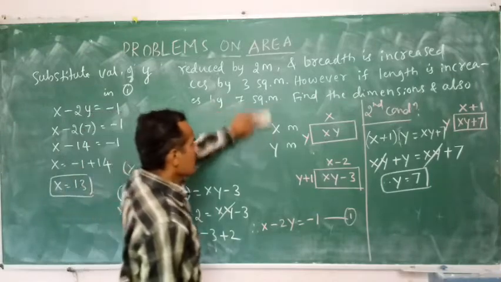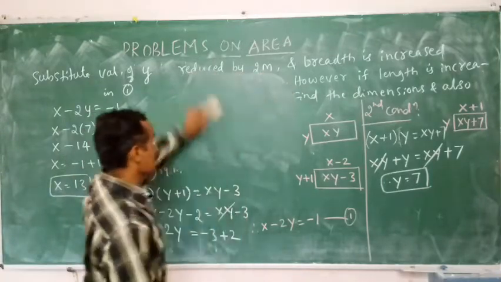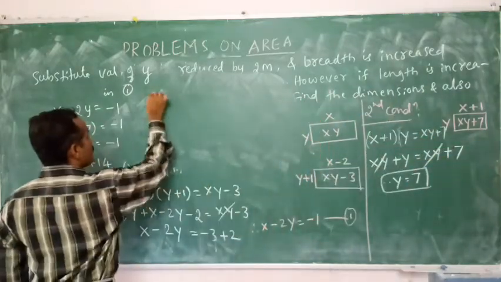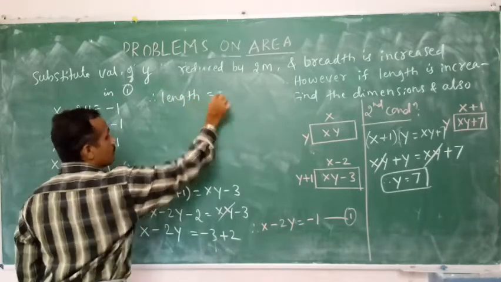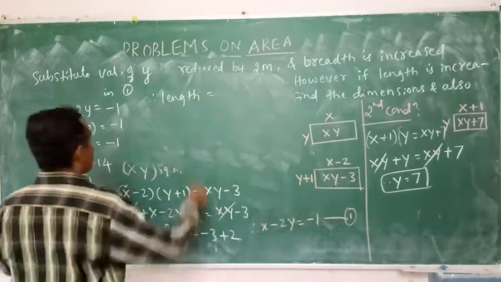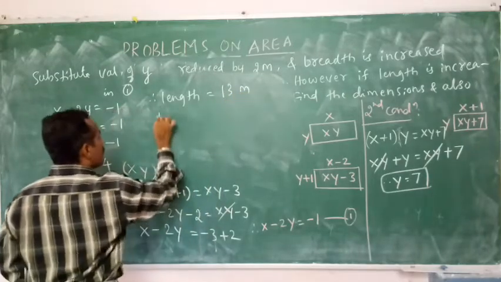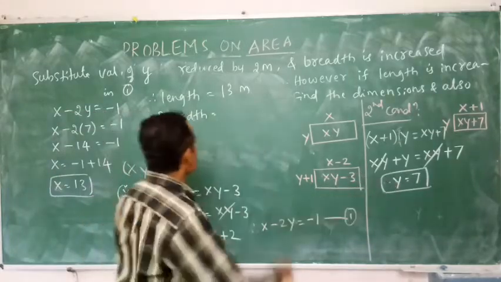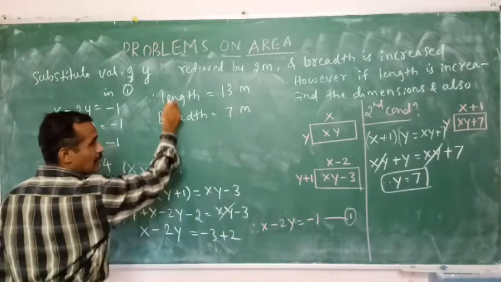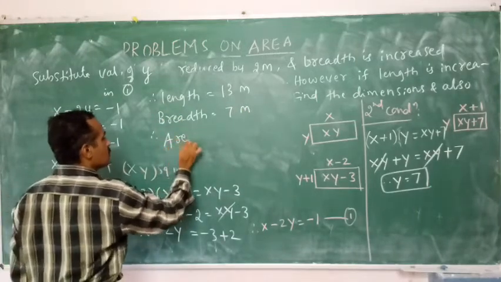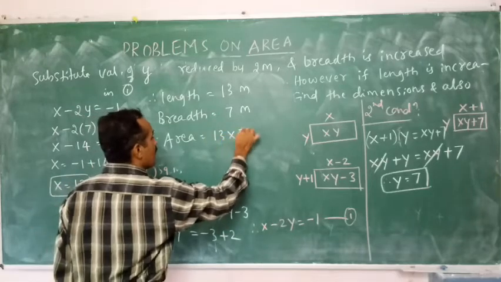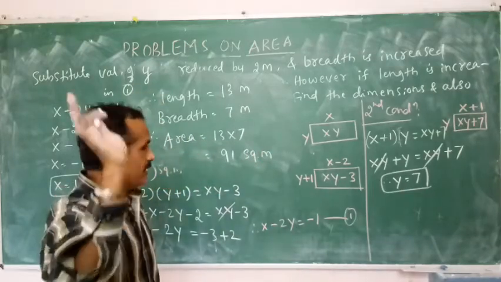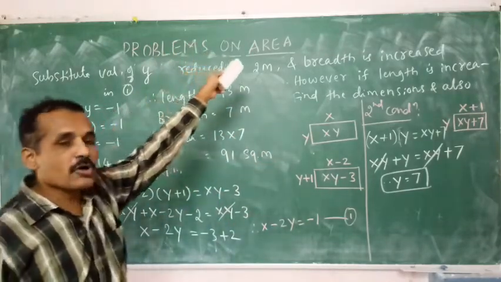My dear children, you have to write the final answer. See what they ask you. Find the dimensions and also the area. Therefore, length is equal to x, 13 meters. Breadth is equal to y, it is 7 meters. They are called the dimensions. Therefore, area is equal to 13 into 7. Answer is 91 square meters. This is all about the problems on areas.